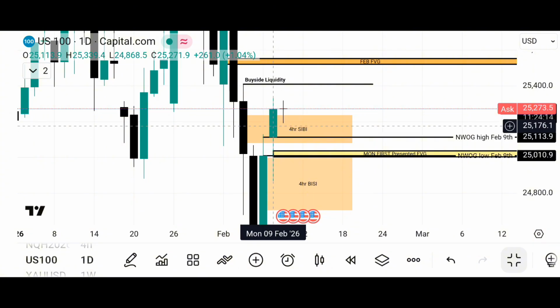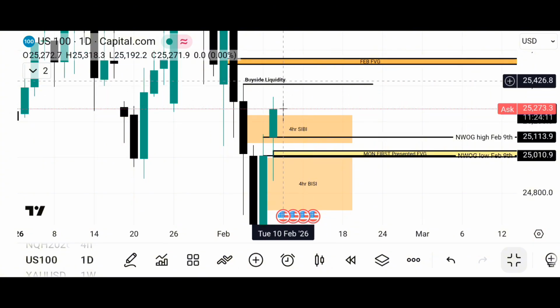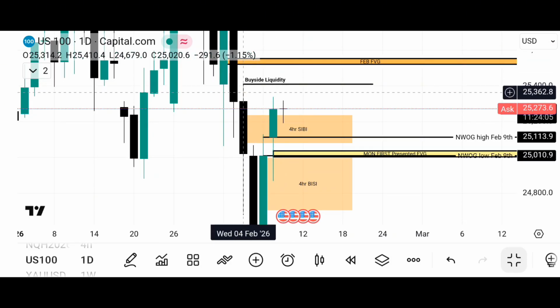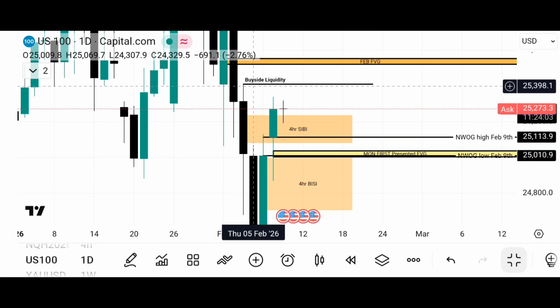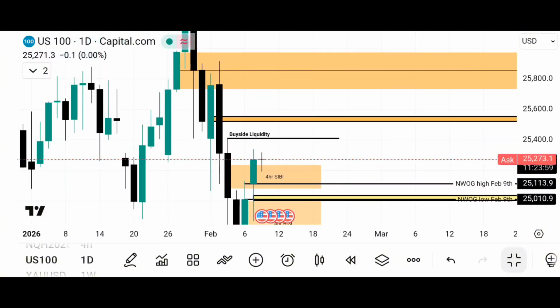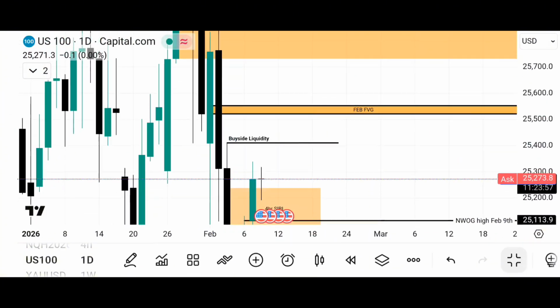Also, before we go on with the backtest, I think the next draw on liquidity is actually this high right here. This high on February 4th, on Wednesday. That's this high right here. That's our next draw on liquidity before we get to this level.